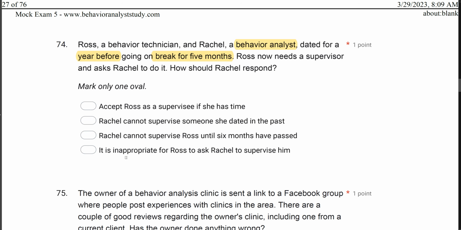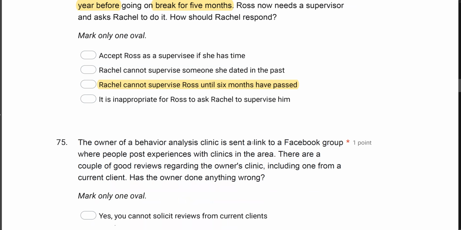And then D, it is inappropriate for Ross to ask Rachel to supervise him. Well, no. Just because they dated, now they're on break or they're broken up, right? And maybe it's amicable and they're still friendly and Ross needs a supervisor. Maybe it's the only clinic in the town, whatever it might be. It's totally okay for Ross to reach out, but Rachel has to say, well, we need to wait 1 more month because the ethical code stipulates we wait 6 months. So how should Rachel respond? Well, Rachel cannot supervise Ross until 6 months have passed.